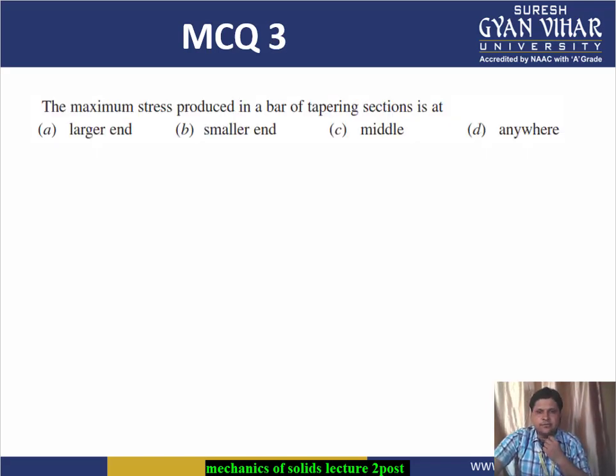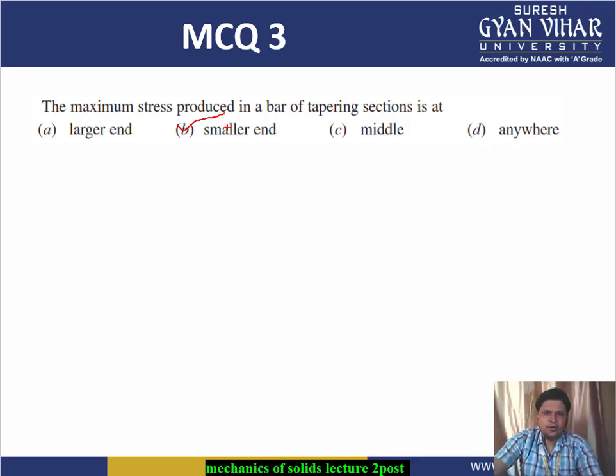Coming to multiple choice question number 3. The question says that the maximum stress produced in a bar of tapering section is at... In a tapering section, as the cross section decreases, the stress increases at that smaller cross section portion. So the smaller end will have more stress as compared to the larger end or any other portion. So option B is the correct option.